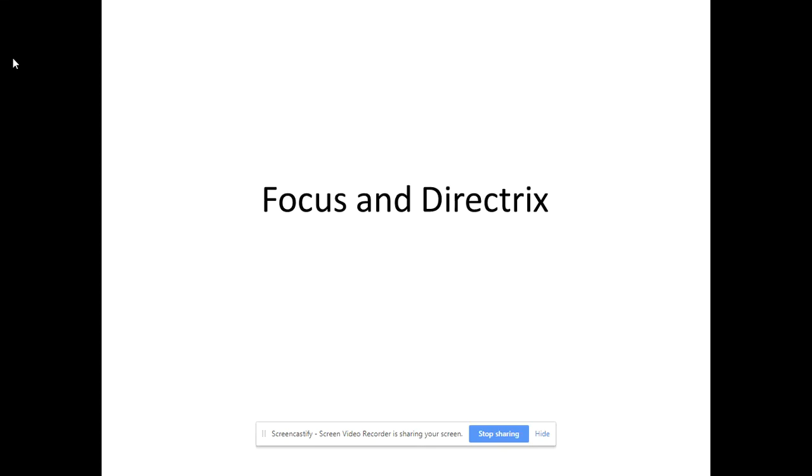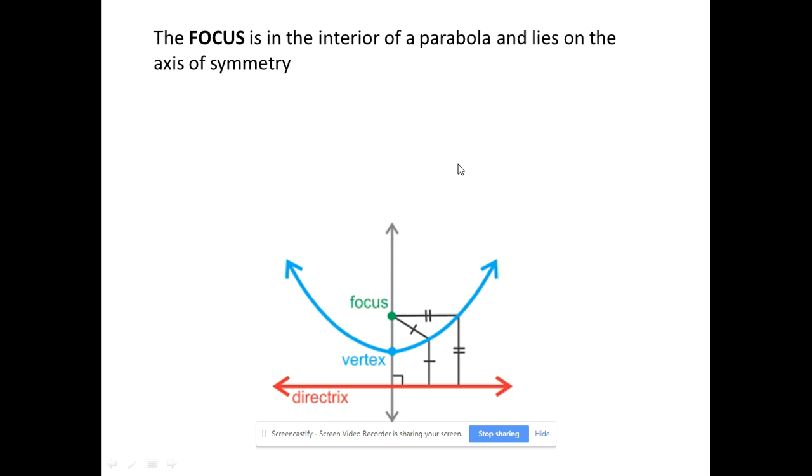All right, today we're going to talk about the focus and the directrix of a parabola. All right, let's get some definitions out of the way. The focus is in the interior of a parabola and lies on the axis of symmetry. So here you can see this parabola opens up, and here is the focus on the inside of the parabola.